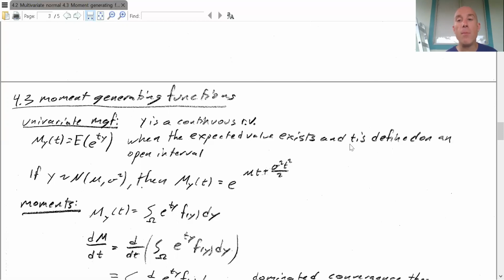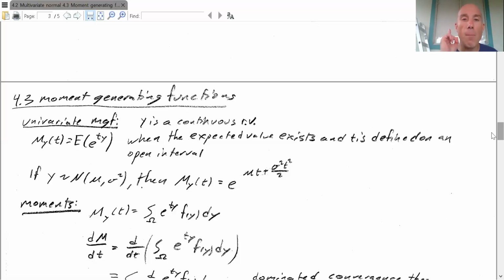Now we need t to be defined on some open interval that includes 0. The textbook says like negative h, positive h, or something like that. It doesn't have to be symmetric. We can actually get a little bit more exotic, but 0 needs to be in there. All right, so if y is normal, mu and sigma squared, then this is my moment generating function. I have e to the power of mu times t plus sigma squared t squared divided by 2. Now, if you're going to take the actuary exam, you need to know that formula, by the way.